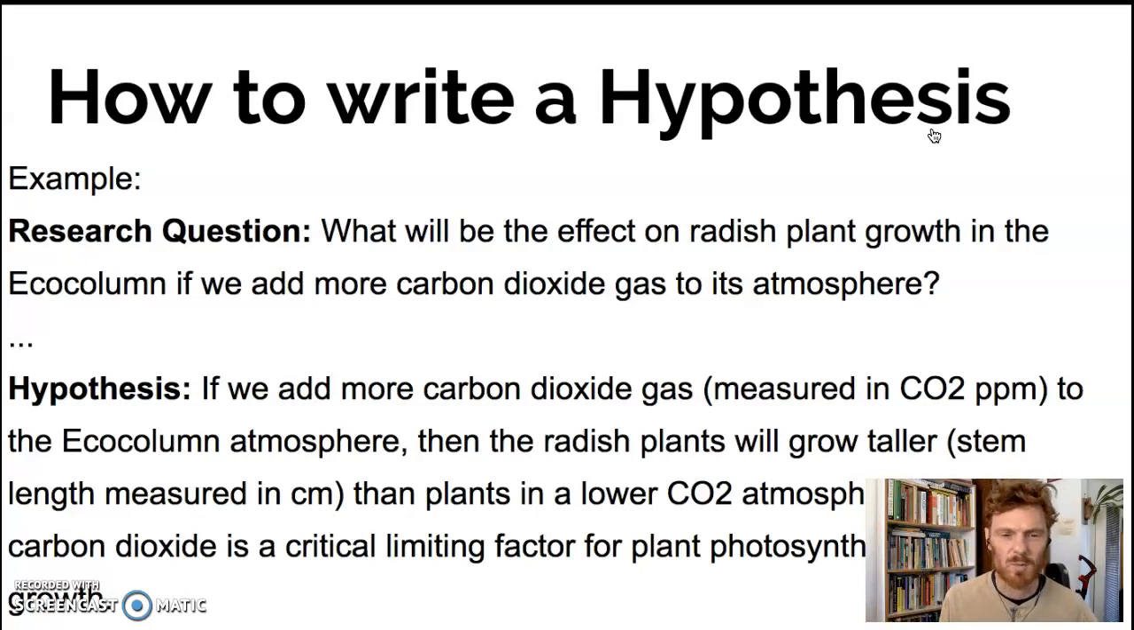Okay, the hypothesis there would be if we add more carbon dioxide gas, measured in CO2 parts per million, to the eco-column atmosphere, then the radish plants will grow taller, stem length measured in centimeters, than plants in a lower CO2 atmosphere because carbon dioxide is a critical limiting factor for plant photosynthesis and growth. There you go.